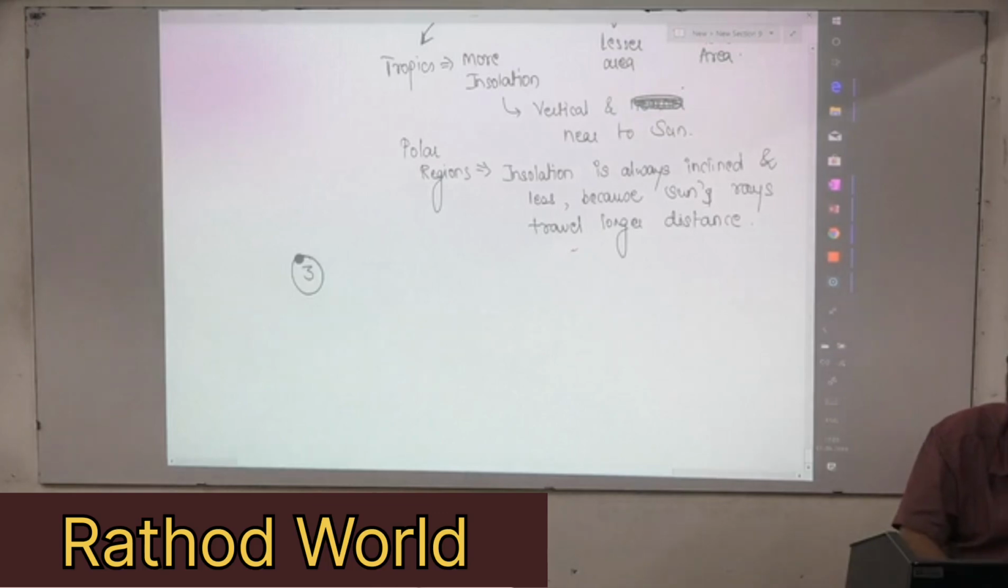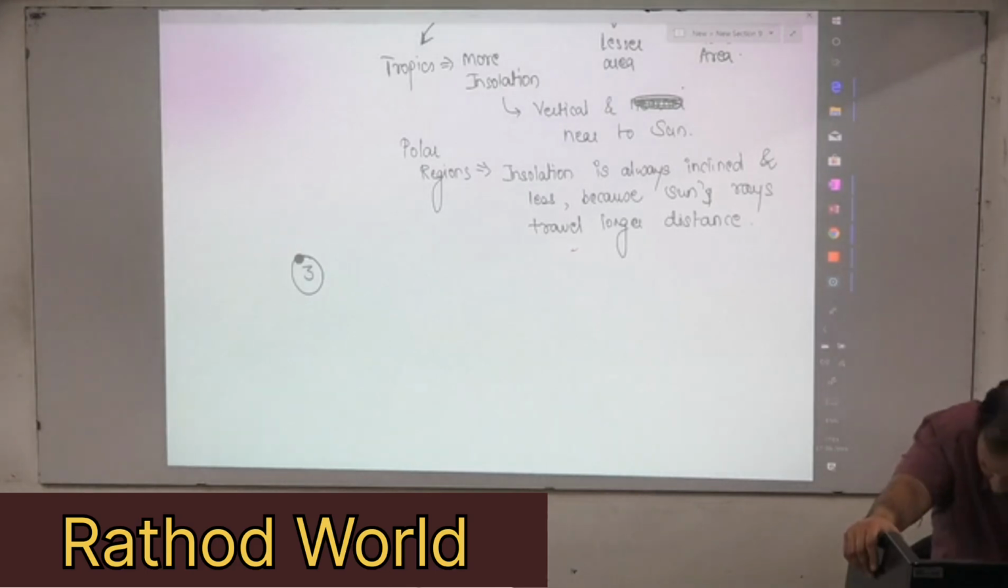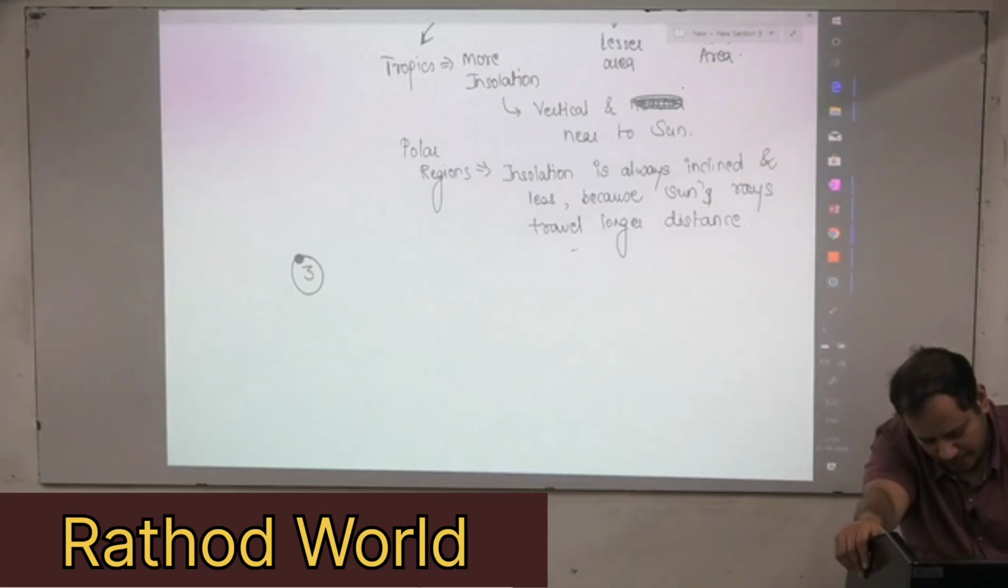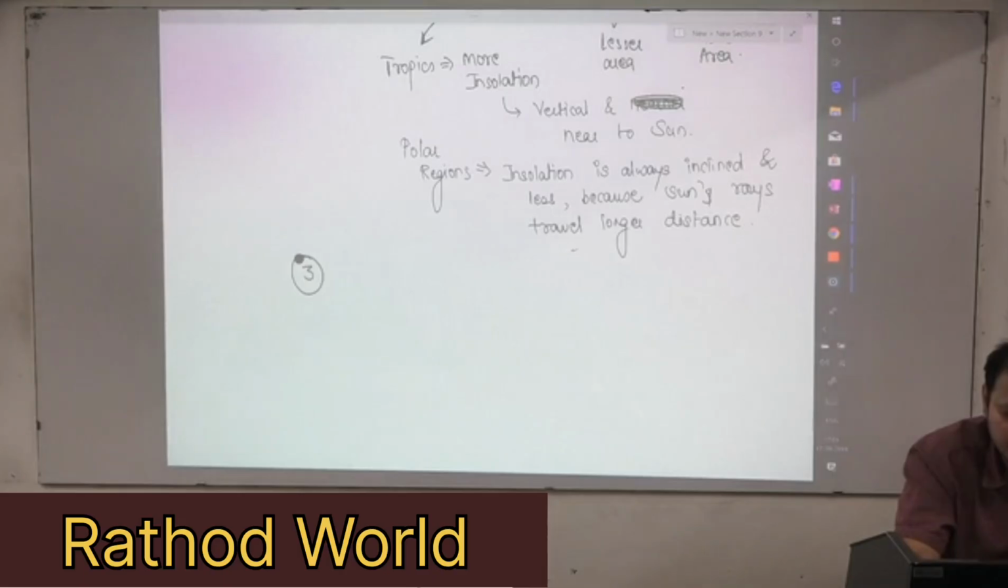Third, transparency of the atmosphere. इसमें लिखना atmospheric particles and water vapor दोनों, atmospheric dust particles and water vapor absorb, reflect, refract the insolation.